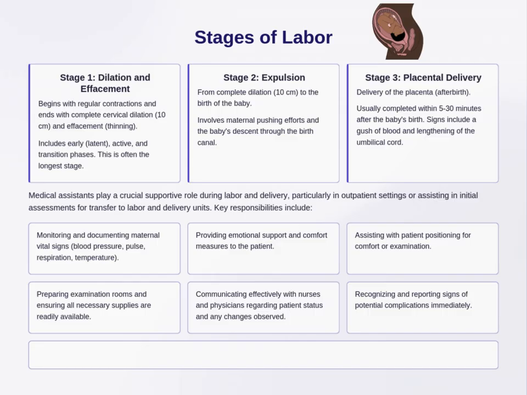Stages of labor. For childbirth, stage 1 is when the cervix starts to dilate. This is the longest stage because it takes a while to dilate fully to 10 centimeters. So that's once the cervix starts to dilate. Stage 2 is expulsion, or when the baby is born or delivered. And then stage 3, which is when the placenta is delivered, typically about 5 to 30 minutes after the baby.